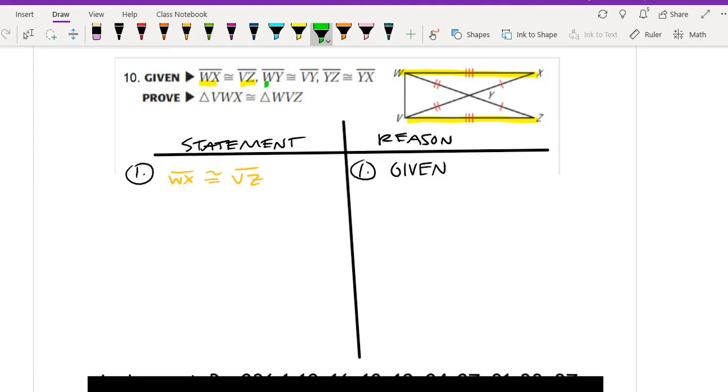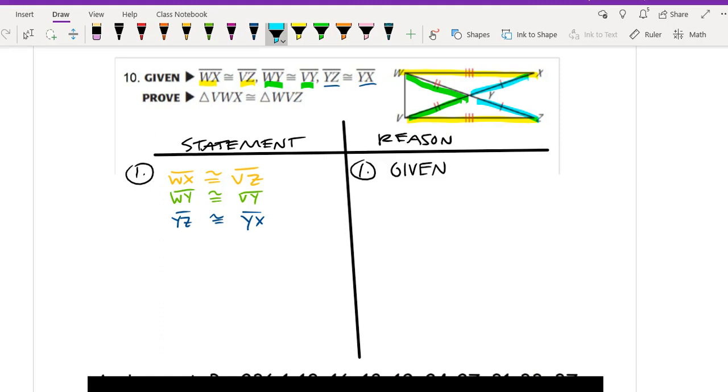WX is congruent to VZ. Here's WX. Here's VZ. Excellent. WX is congruent to segment VZ. We also know that WY is congruent to VY. Okay, those are corresponding as well. I'll write that down. WY is congruent to VY. And finally, we know that YZ is congruent to YX. YZ, the segment, is congruent to segment YX. All right, YX, YZ are both congruent.